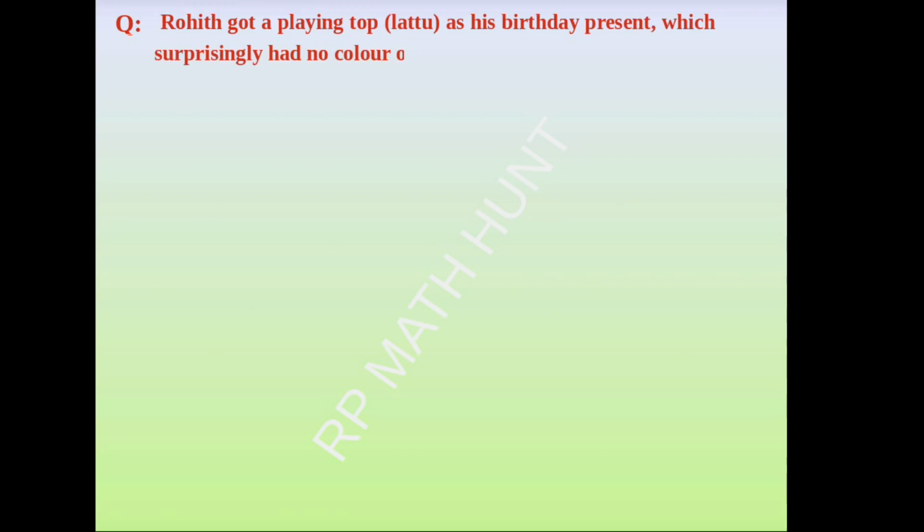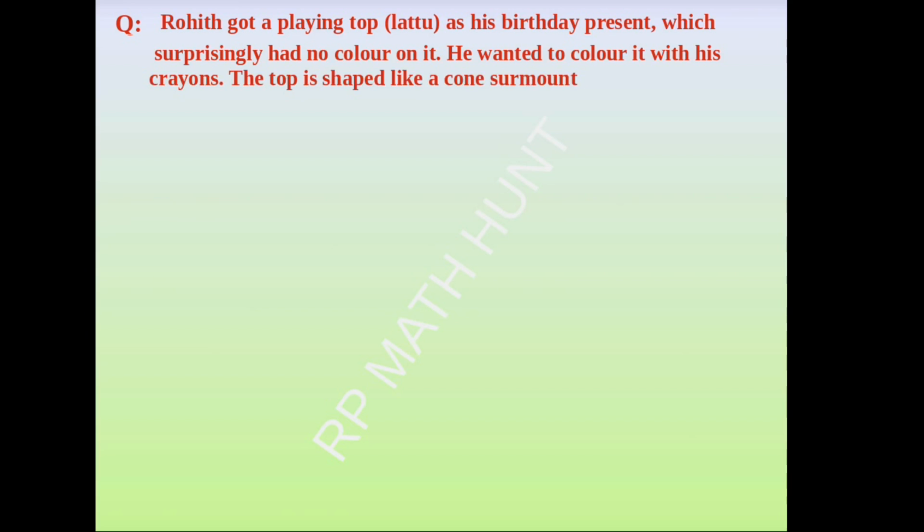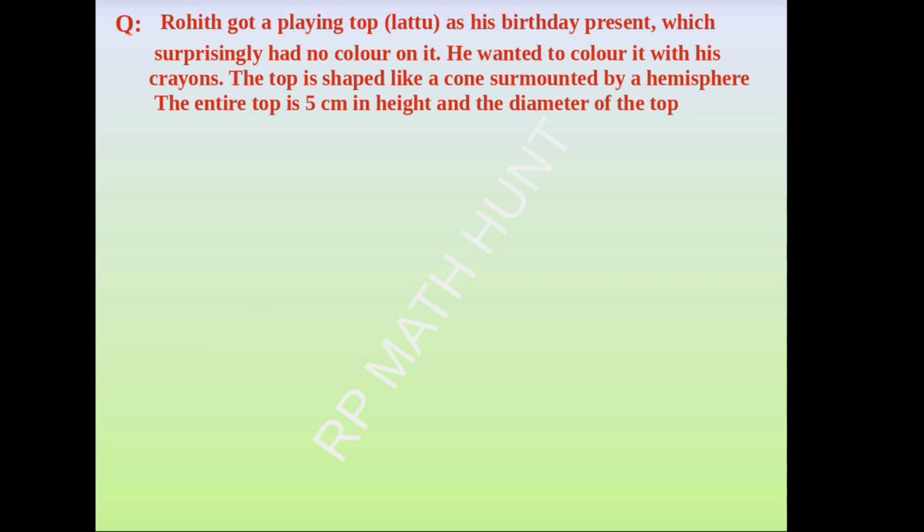Rohit got a playing top, lattu, as his birthday present, which surprisingly had no color on it. He wanted to color it with his crayons. The top is shaped like a cone surmounted by a hemisphere. The entire top is 5 centimeters in height and the diameter of the top is 3.5 centimeters. Find the area he has to color.